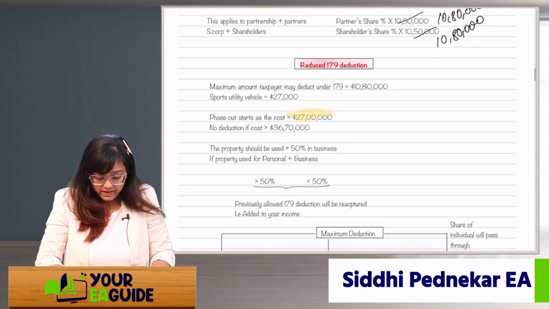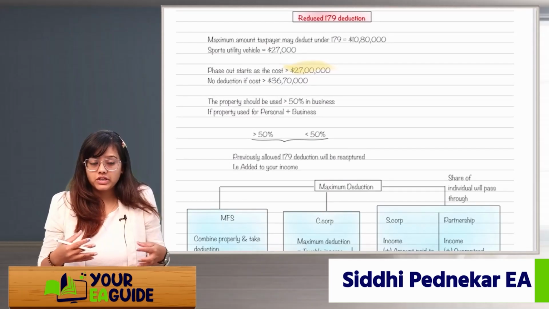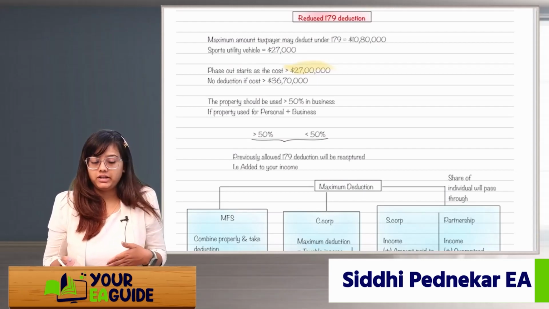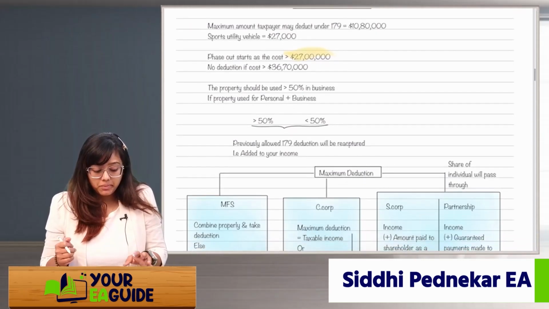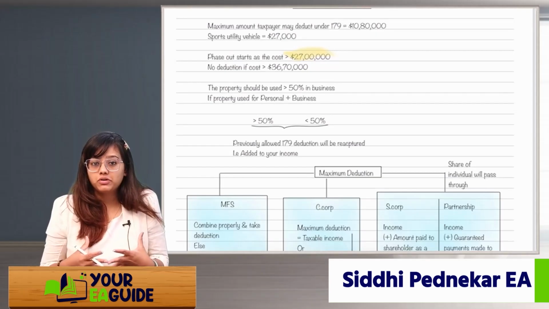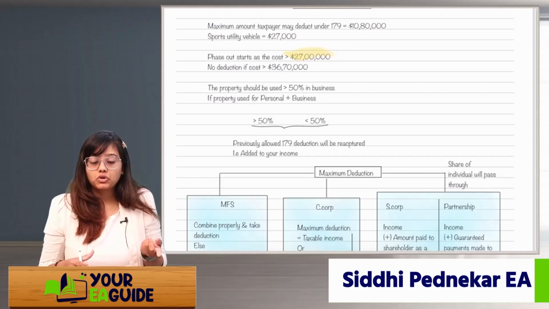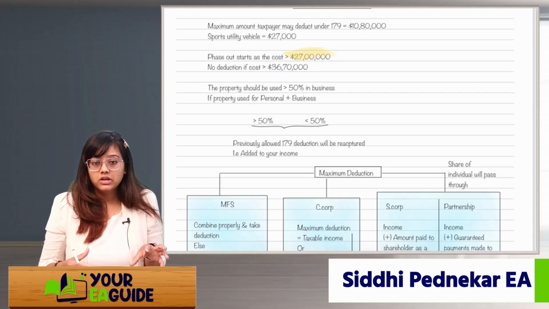Next, phase out starts at 27 lakh. There will be no deduction if the cost of the asset is more than 36 lakh 70,000. The property should be used in business for more than 50%. If it's used for personal plus business, then over and above 50%, whatever is there, you will get the deduction for that.